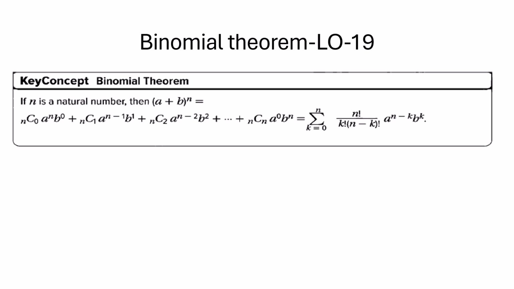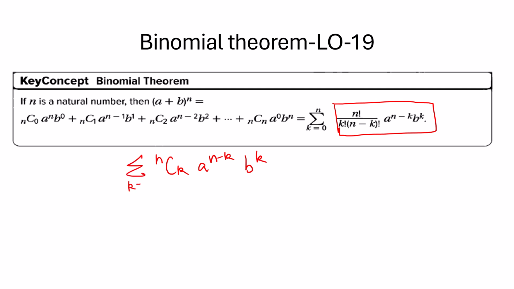Okay, so let's move on to learning objective 19, which is based on binomial theorem. This key concept written here is the binomial theorem, and for solving the question for learning objective 19, you need this important formula. Binomial theorem can be written as the summation, sigma notation from 0 to n, of nCk a to the power n minus k, b to the power k. This is the formula for binomial theorem, but just to solve the question in your EOT, you only need this part. So let's see how we use this.